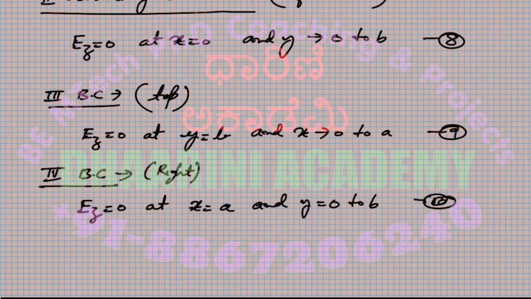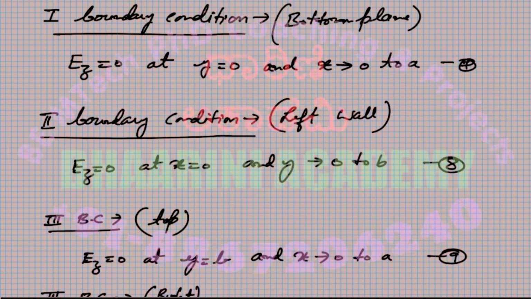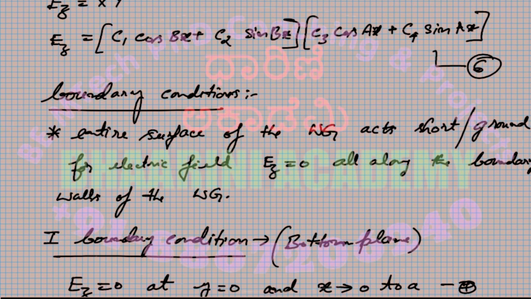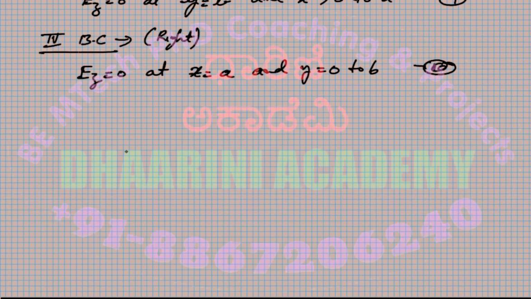Now you see, I'm going to apply the boundary conditions one by one to my main equation, which is equation number 6. So use 7 in 6. That means I'm using the first boundary condition. The first boundary condition says that Ez equals 0. So my left hand side becomes equal to 0, because equation 6 says that Ez equals, correct?